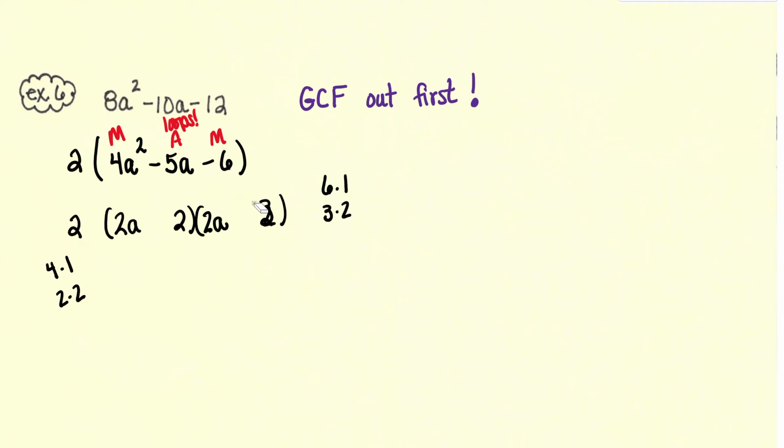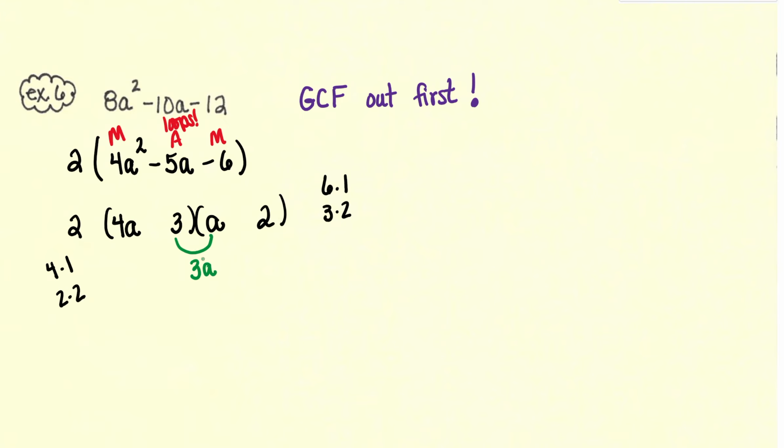That's not going to work. I could try the 6 and the 1, and that's not going to work. Or I could try the 1 and the 6, and that's not going to work either. So therefore, instead of the 2 and the 2, this time I actually do need the 4 and the 1. So 4a and a. And then for the 6 and 1 or the 3 and the 2, let's try a 3 and a 2 and see if this works.